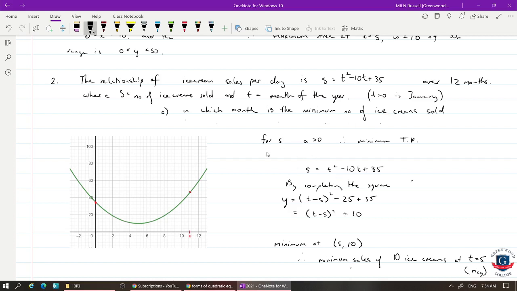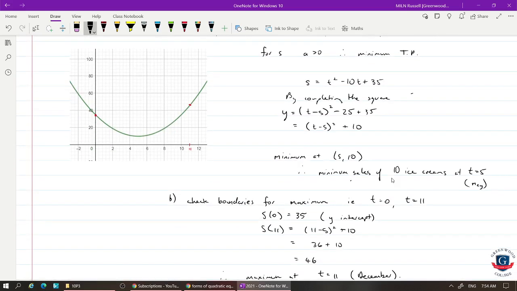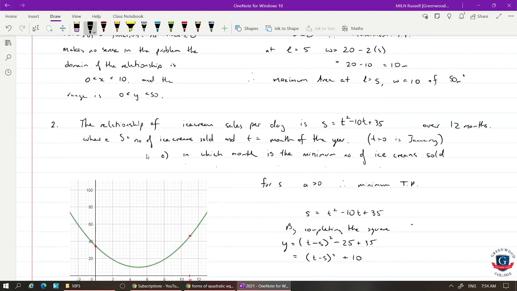So, because a is positive, we'll have a minimum turning point, which we have here on our curve where I've graphed it. And we can complete the square for this function, halve that, square it, subtract it, add that, find out that the minimum's 10. And it happens at t equals 5, which is correct. So we know minimum sales happen at t equals 5. That was nice and easy. And that was what this question was, find the minimum.